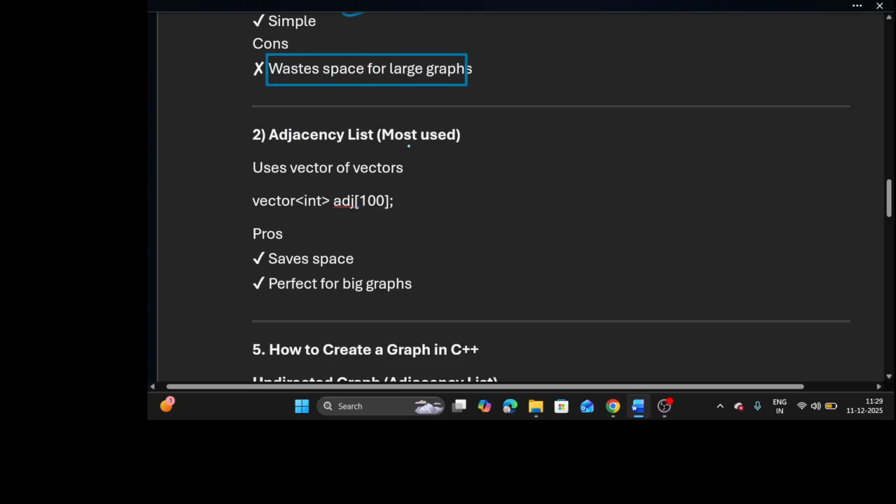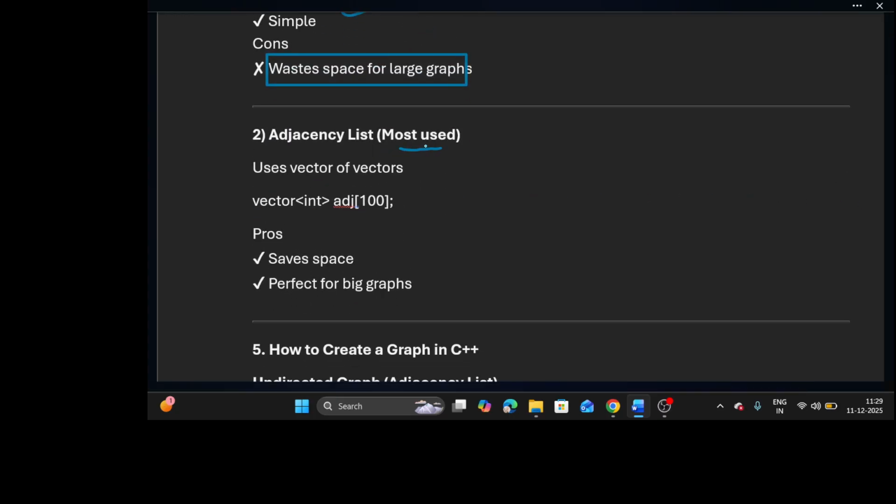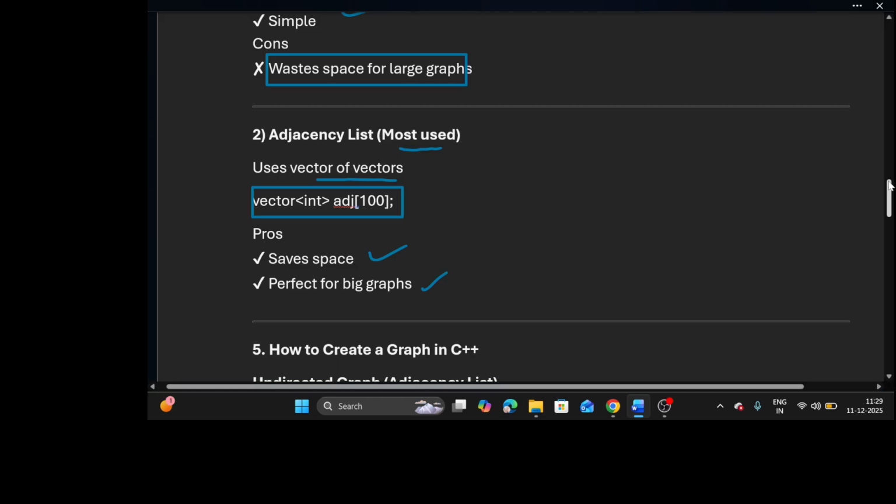Adjacency list: mostly used, adjacency list as compared to adjacency matrix, uses vectors of vectors. For a size of 100, vector<int> adj[100]. Okay. So pros: saves space, perfect for big graphs, and good for sparse graphs as well as saving space.